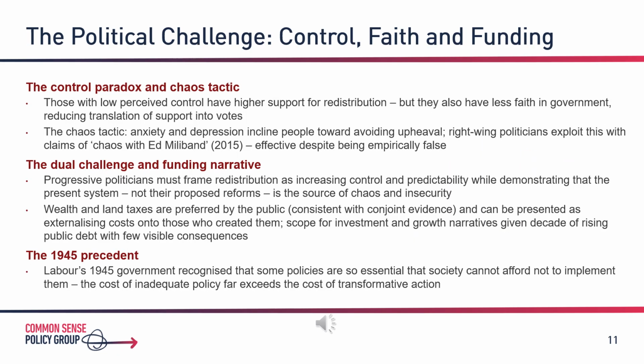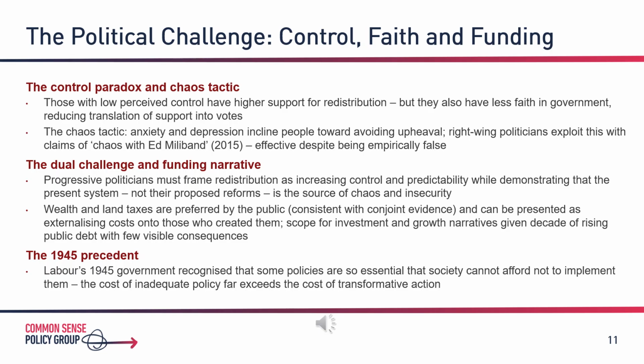The political challenge section of the lecture identifies a specific and tractable problem. The people most in need of redistribution often support it in principle, but do not translate that support into consistent political engagement. The control paradox captures this precisely. Low perceived control predicts both higher support for redistribution and lower faith in government. The same material circumstances that make redistribution most needed also erode the political confidence required to demand it.